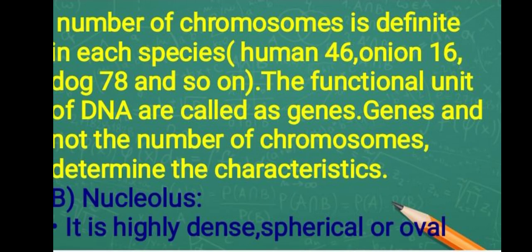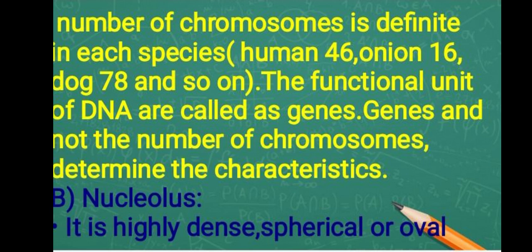Number of chromosomes is definite in each species, such as in human beings it is 46 in number, that is 23 pairs. In onion it is 16 in total number. In dog it is 78, and so on. The functional unit of DNA are called as genes. Genes and not the number of chromosomes actually determine the characteristics.